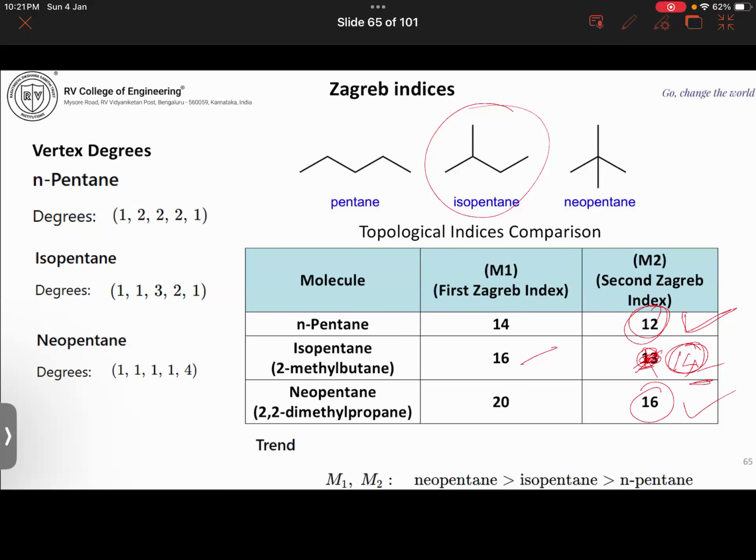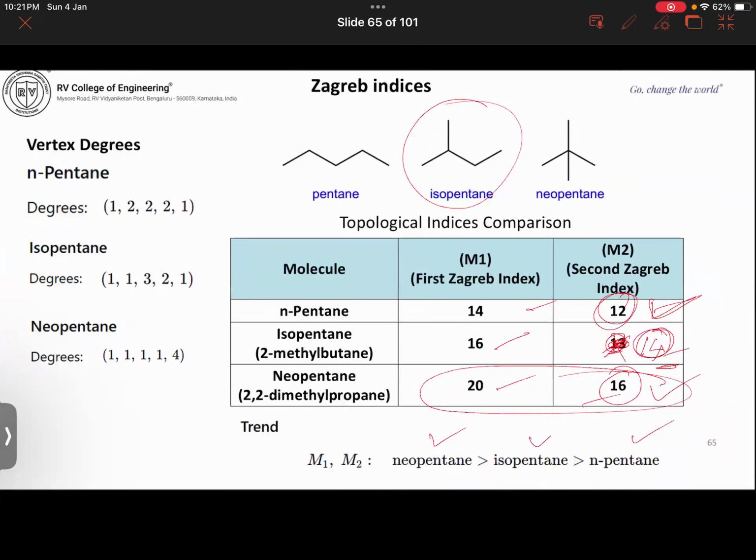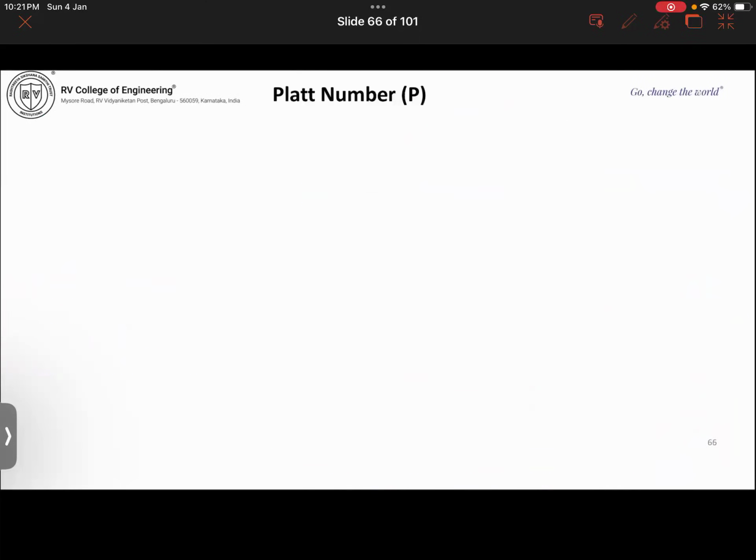So the trend is both M1 and M2 are greater for neopentane, then isopentane, and then n-pentane. You can see here, this is actually the highest number. So the higher the number, the more the branching. The lower the number of both M1 and M2, you can see it's kind of a linear molecule. So hope you understood the calculation of M1 and M2.